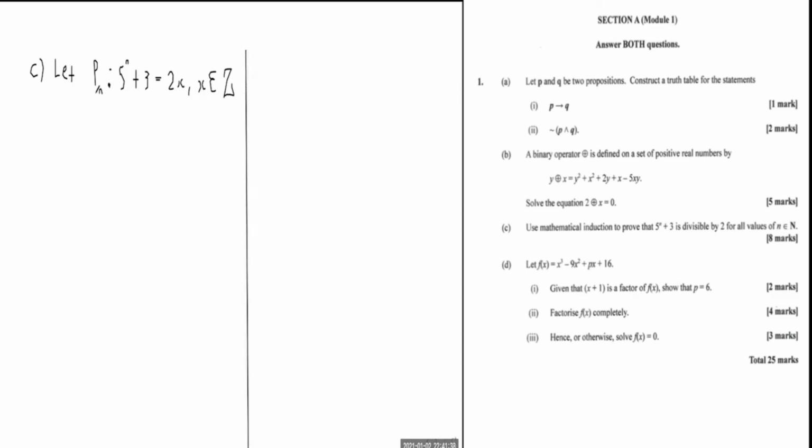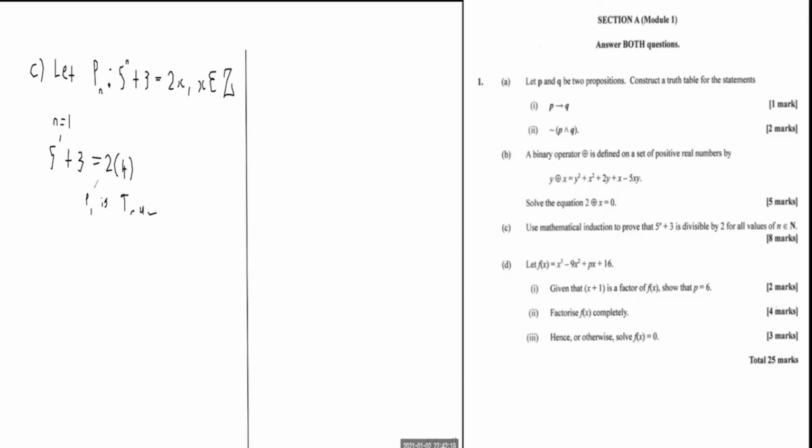So the first step that we know is that when you're doing proof by induction, you start with when n is equal to 1. So when n is equal to 1, what we're going to get is 5 to the 1 plus 3, and 5 to the 1 plus 3 is equal to, yes, we know it's 8, but look how I'm going to write 8. I'm going to write it as 2 times 4. So hence P1 is true. So we can conclude P1 is true. We call the statement Pn, so P1 is true.